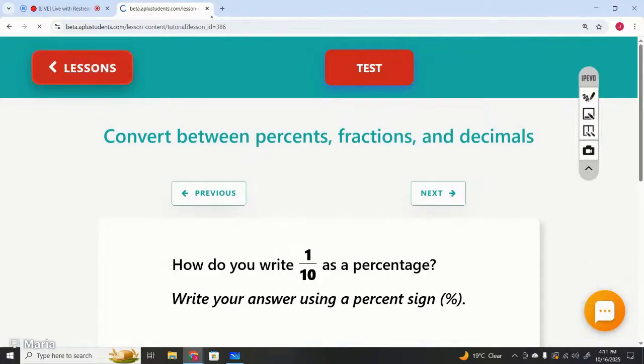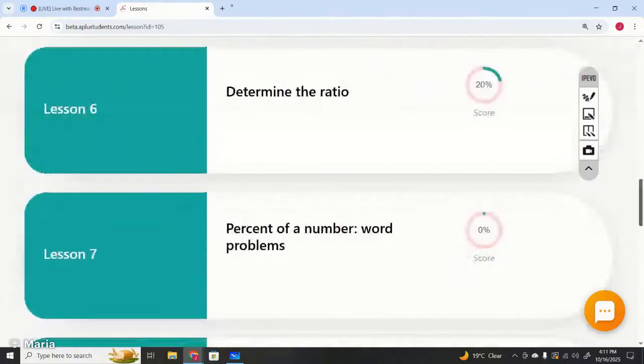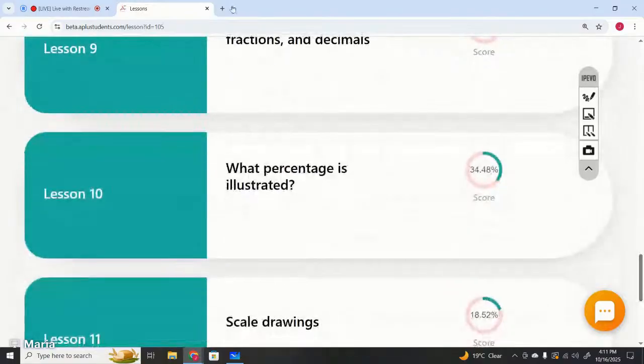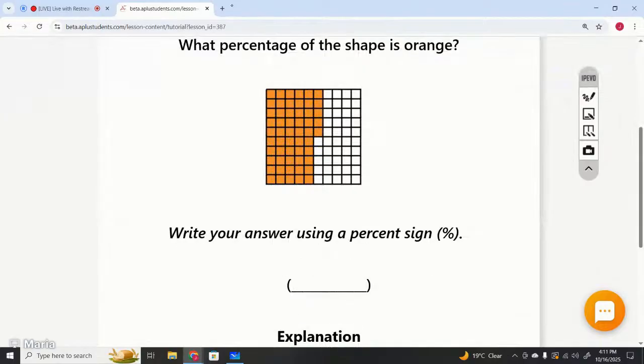Convert between percents, that's the one we just finished. What percentage is illustrated? What percentage of the shape is orange? 10, 20, 30, 40, 50, 51, 52, 53, 54, 55. So 55% of the shape is orange.